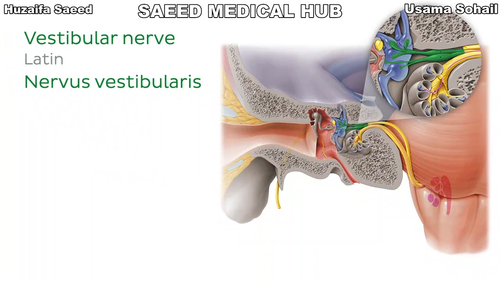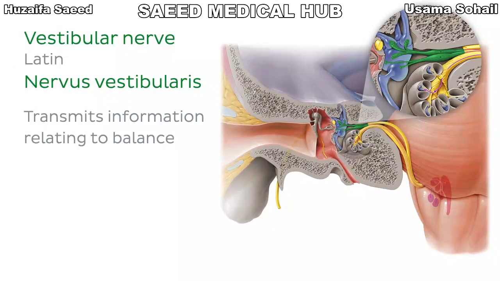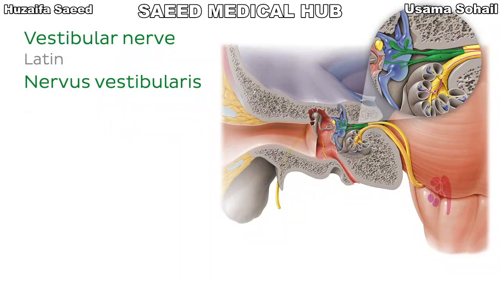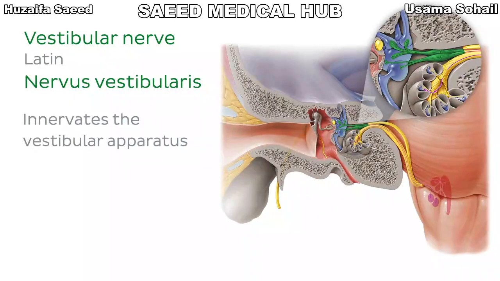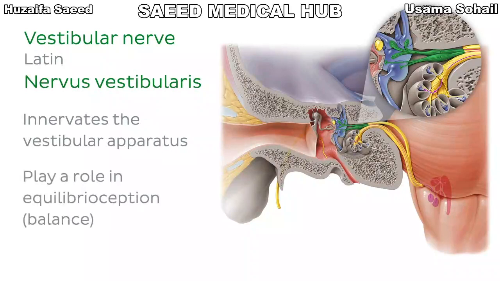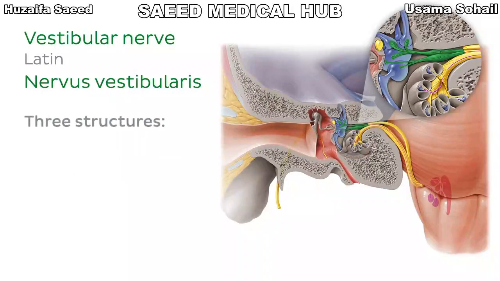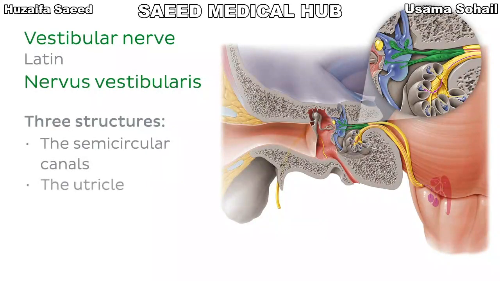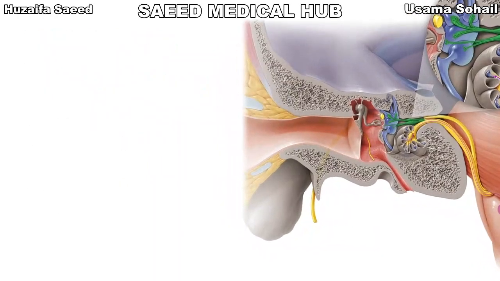This nerve conveys information concerning changes in the linear and angular acceleration of the head in any axis, or what we may more simply call a sense of balance. The vestibulocochlear nerve innervates several structures collectively known as the vestibular apparatus, which play their own significant roles in equilibrioception, or in common English, the sense of balance. There are 3 vestibular apparatus that we're going to talk about today, and these are the semicircular canals, the utricle, and the saccule. So let's begin, of course, with the semicircular canals and their innervation.